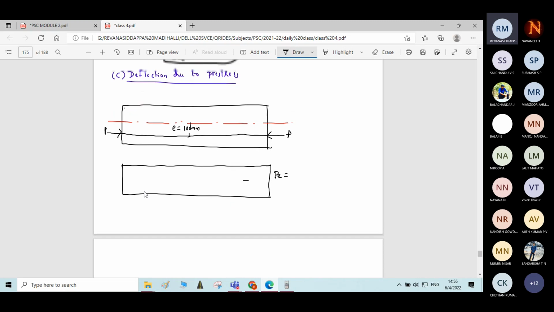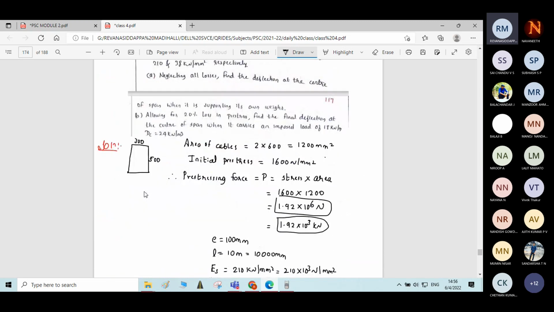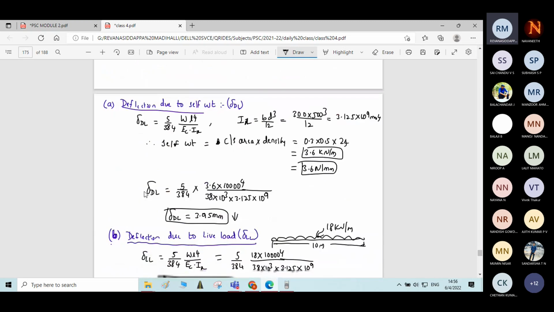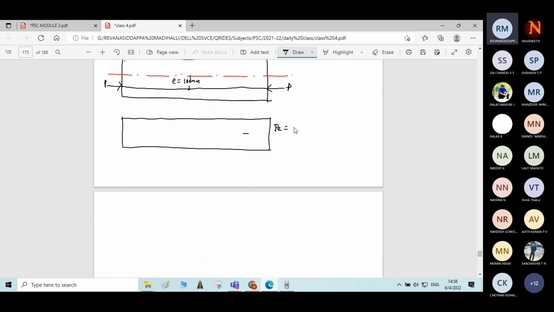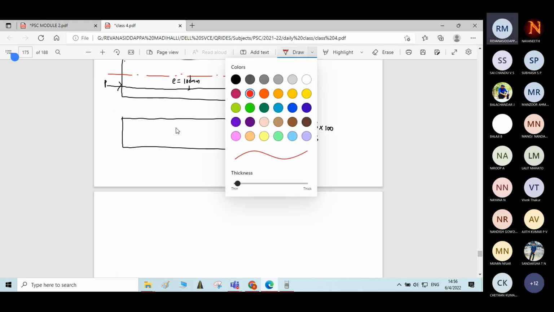PE is prestressing force we have calculated already. It is 1.92 into 10 power 6 Newton. Eccentricity is given as 100 mm. It will be how much? 192 into 10 power 6. Okay. Now divide this figure into half.